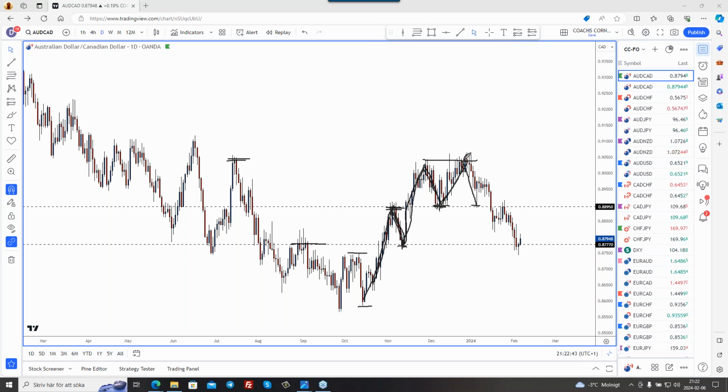So now at some point, the correction became what? Became continuation. Why? Because we did structure damage, a violation of structure. Until in here, the bulls were in control. Now the bears are in control. Okay. And what's this? This is a correction. Where did we correct to? We corrected into a level of resistance.